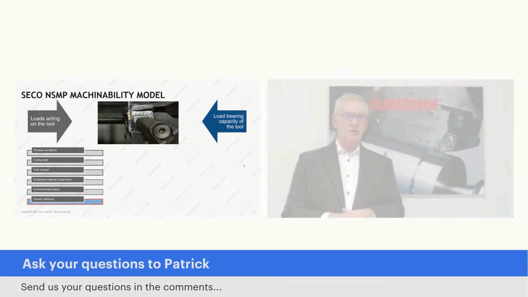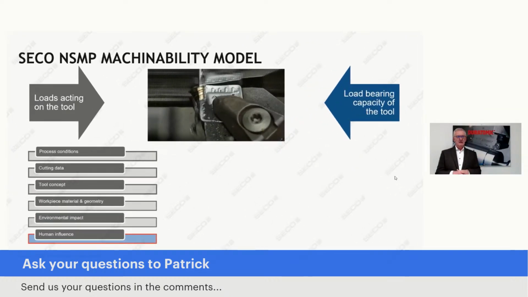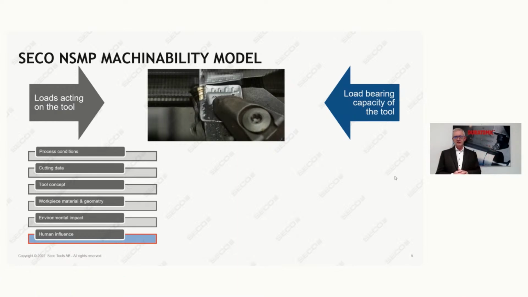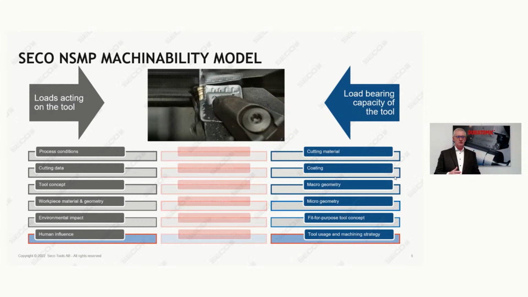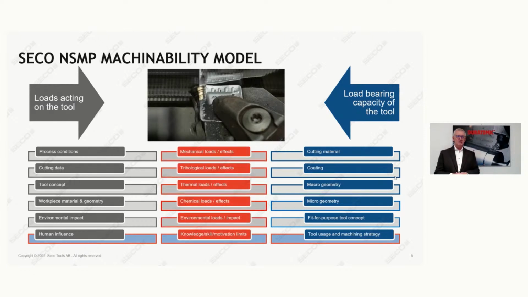Now, loads acting on a cutting tool are coming from different sources. It can come from the process conditions, cutting data, the workpiece material, all those types of things are variables influencing the loads acting on a tool. And on the opposite side, there are the features of the cutting tool, the cutting materials, the coatings, the geometries, all that type of stuff, building blocks we use to create a cutting tool which is capable of handling the loads acting on the tool. And understanding the interaction is quite a vast domain, quite a broad thing.